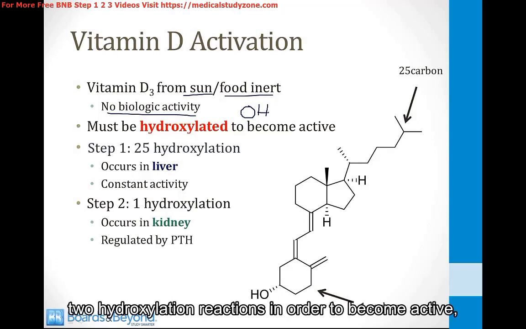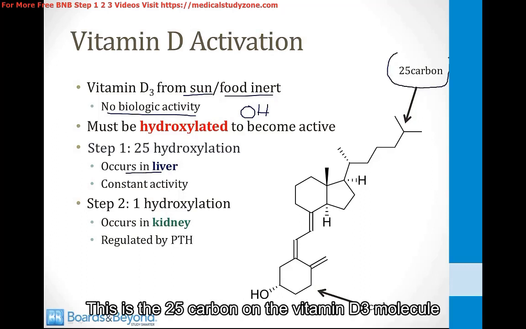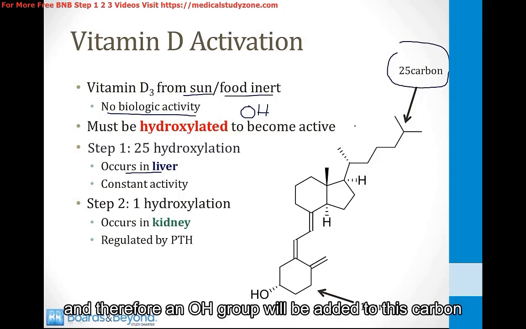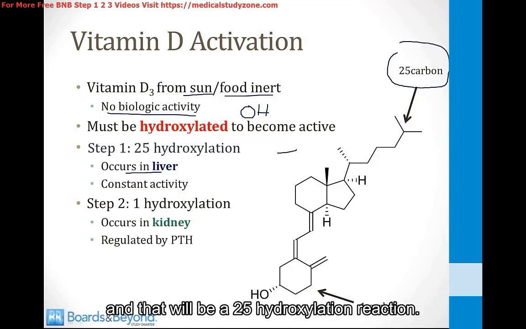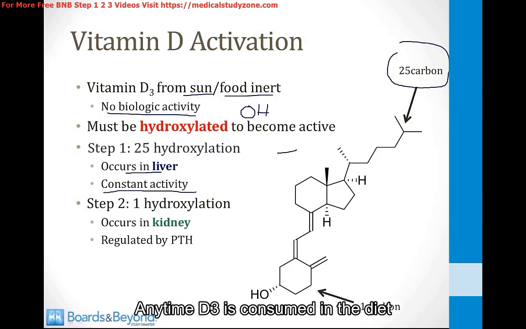The first hydroxylation occurs in the liver. This is called 25 hydroxylation. This is the 25 carbon on the vitamin D3 molecule, and therefore an OH group will be added to this carbon, and that will be a 25 hydroxylation reaction. As I said before, this occurs in the liver, and this is not under any type of hormonal control. It's constantly occurring. Anytime D3 is consumed in the diet or synthesized from sun exposure, the liver will hydroxylate it as soon as it gets the opportunity.